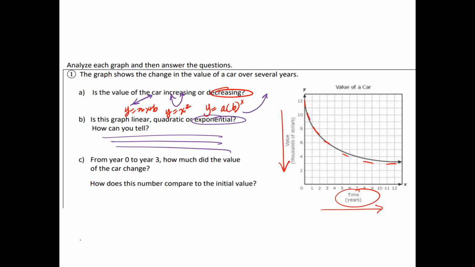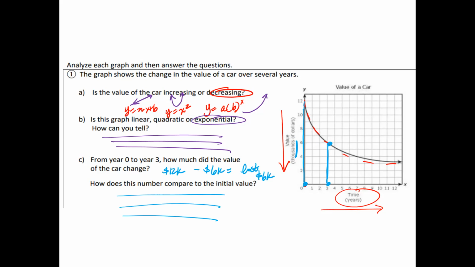For C, from year 0, which is right here, to 3, which is right here, how much did the value of the car change? From year 0, it looks like your car is 12,000, because it's in thousands. And then from year 3, it looks like it went down to 6,000. So you lost $6,000 of the initial value of your car in 3 years. Then answer the question, how does this number compare to the initial value? Give me about 3 sentences.